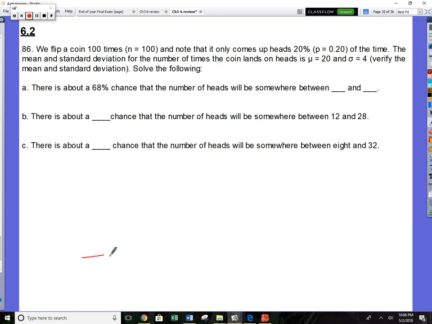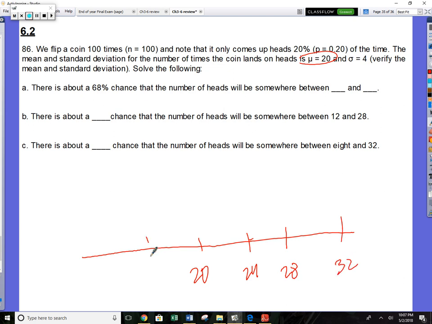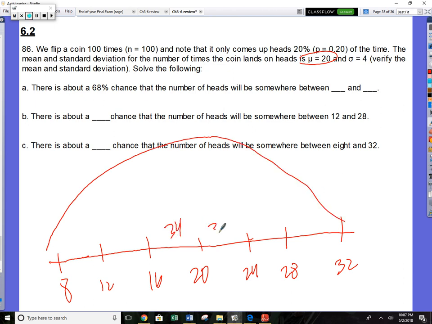Okay, and this is what I'm talking about. So the empirical rule says, oh, no, mean is 20 and standard deviation is 4. So we're going to go 24, 28, and 32. We are going to go 16, 12, and 8. Okay, so here's what you got to remember. 34% and 34% live there. So between here and here, that is 68%.